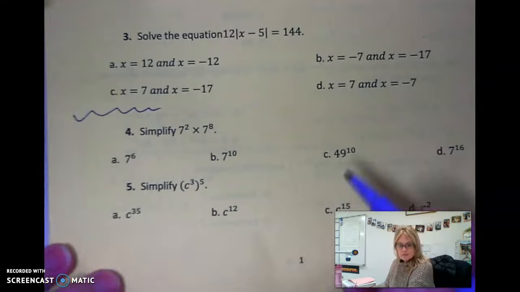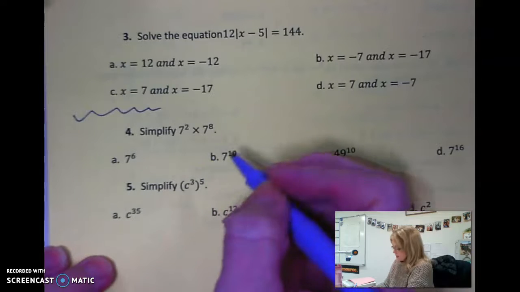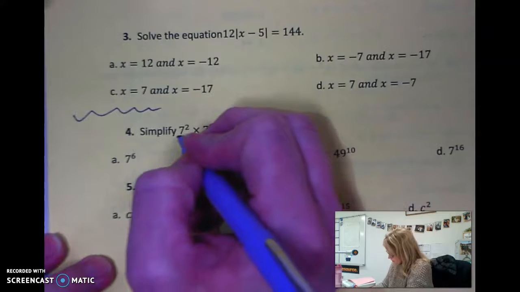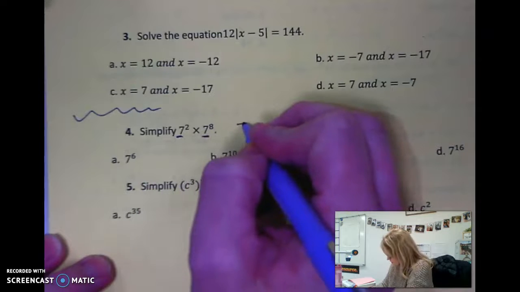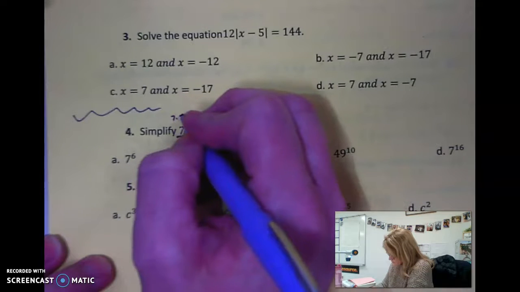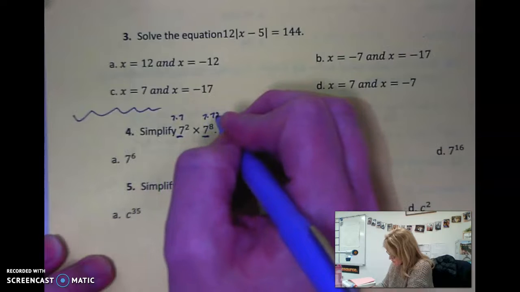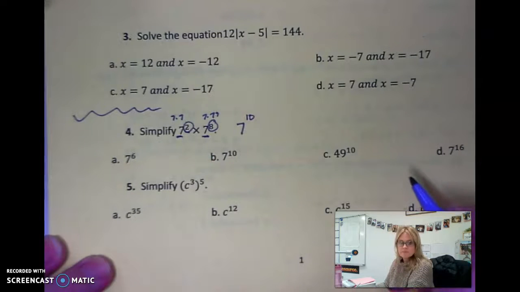If you remember, when we worked with exponents, we learned properties. And when you're multiplying, you look for the same base. So since these are both 7s, our base is 7. And then this is like saying 2 7s and 8 7s for a total of 8 plus 2, or 10.